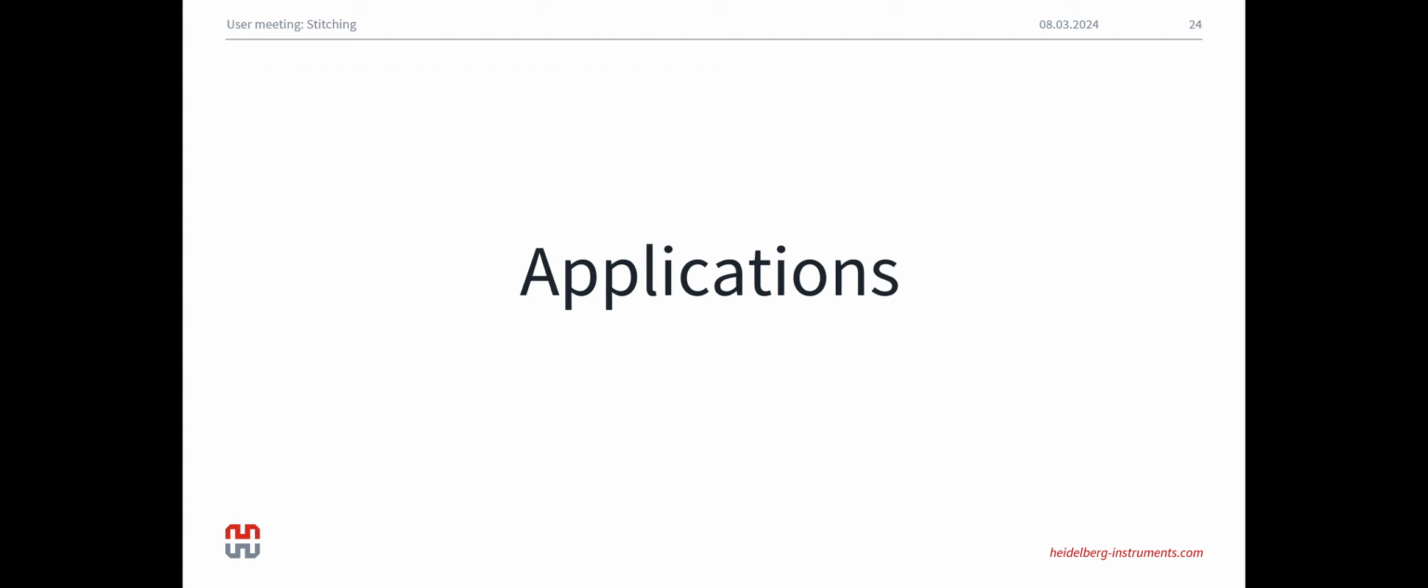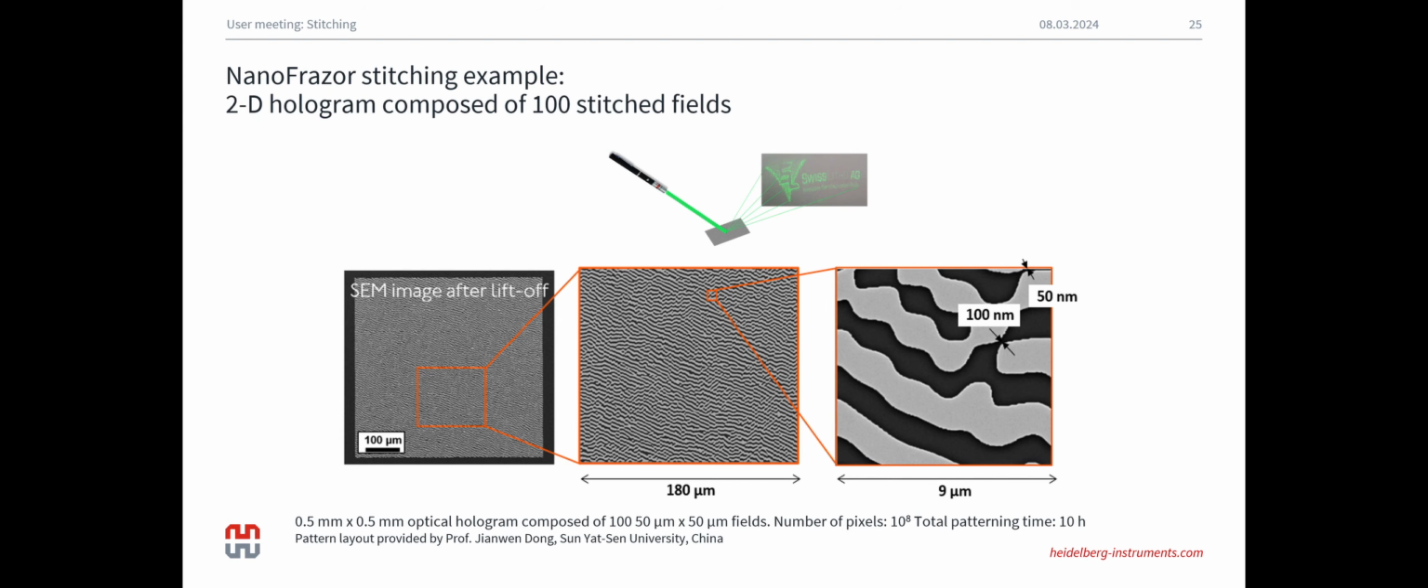So let's see some actual applications. A nice result we did back in the days was a hologram. It consists of 100 fields, which were stitched together, and then at the end you can shine a laser on it, and it resulted in the old company logo. Again, this was quite a big design, and it took over 10 hours of patterning.